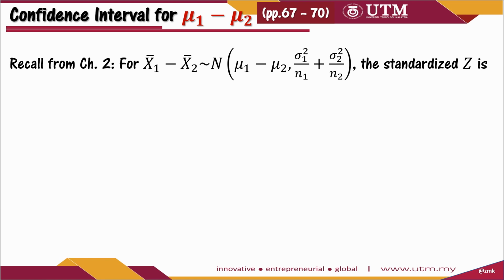Now recall from Chapter 2, we know that the sampling distribution of the difference between two means x bar 1 minus x bar 2 is assumed to follow a normal distribution with mean equal to mu1 minus mu2 and variance equal to sigma 1 squared over n1 plus sigma 2 squared over n2, where sigma 1 squared and sigma 2 squared are the variances from population 1 and population 2 respectively, whereas n1 and n2 are the respective two sample sizes.